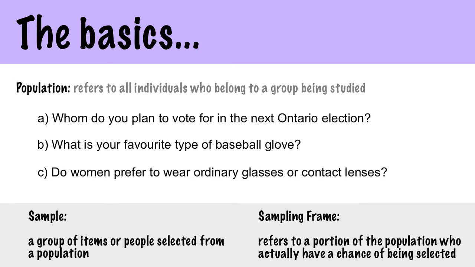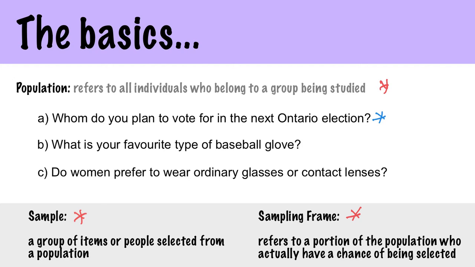The basics. Population. Population refers to all individuals who belong to a group being studied. And then we've got sample, which is a group of items or people selected from that population. And then a small distinction here, the sampling frame refers to that portion of the population who actually have a chance of being selected.